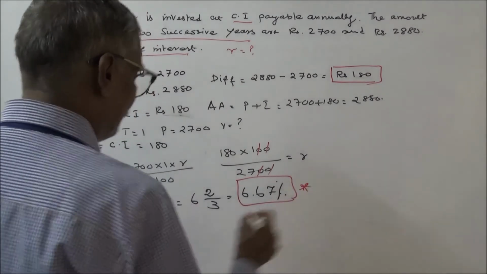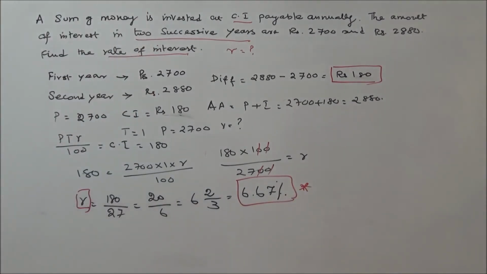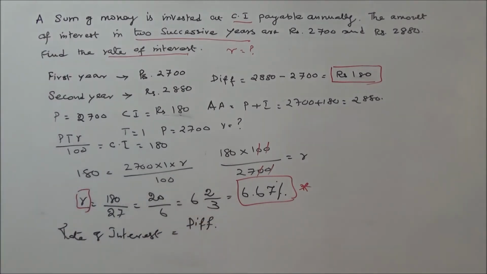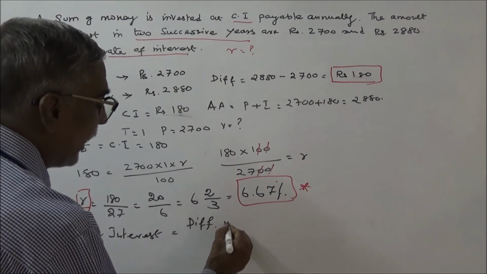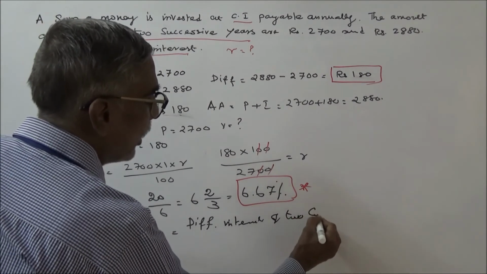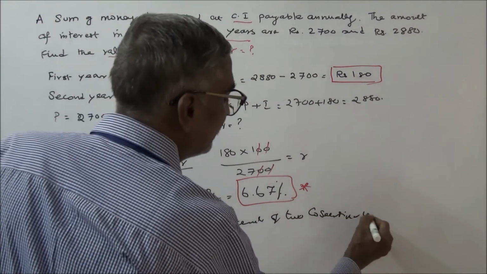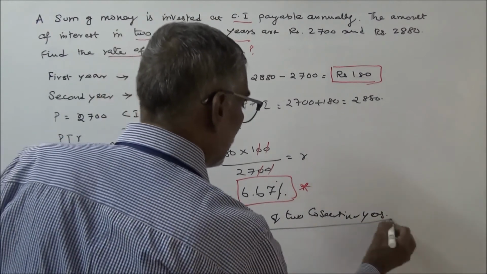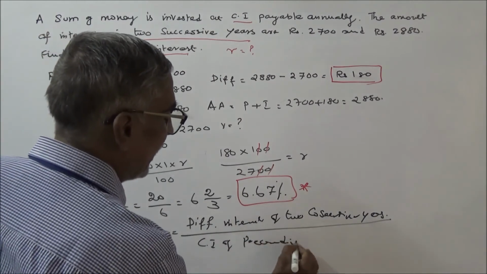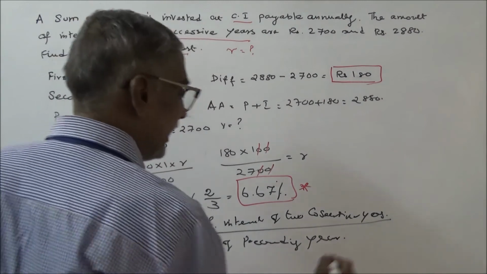And there is a formula. One formula is that. The formula is rate of interest is equal to difference in interest of two consecutive years divided by preceding year, compound interest of preceding year amount.